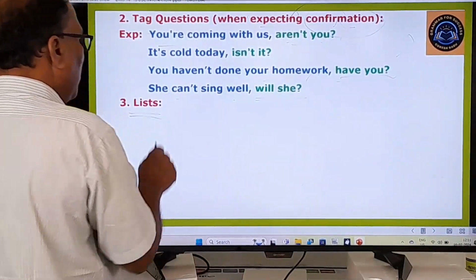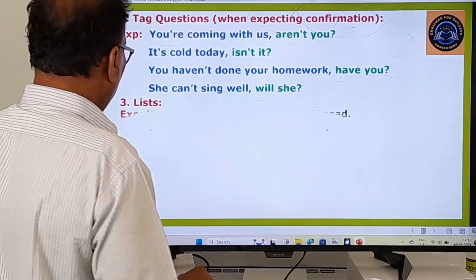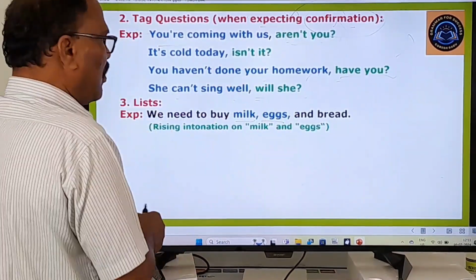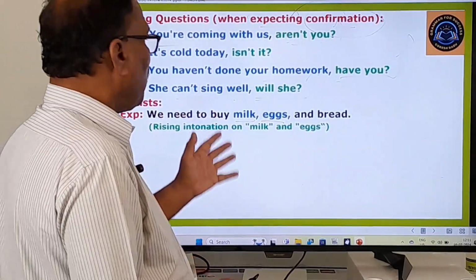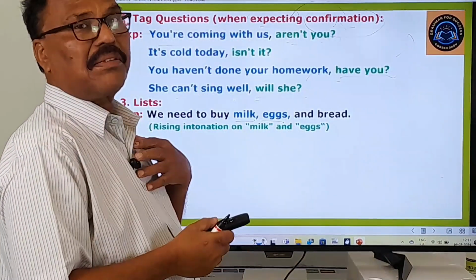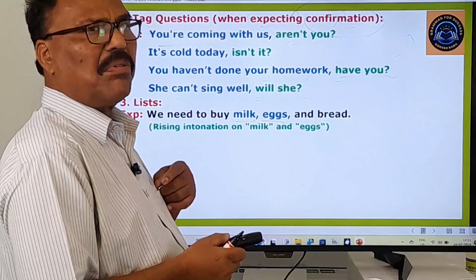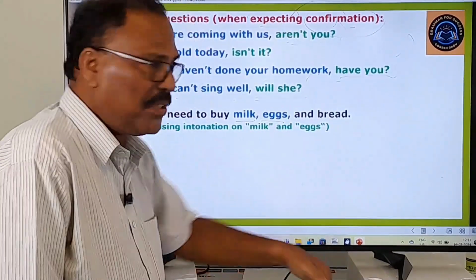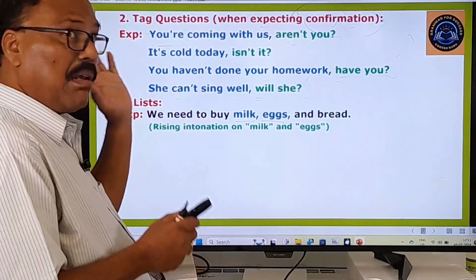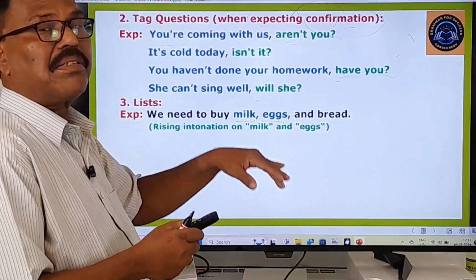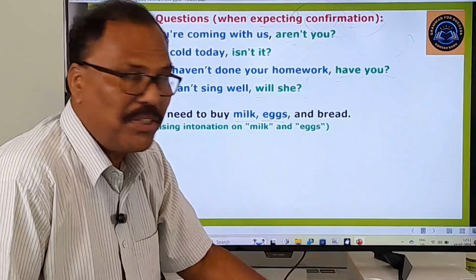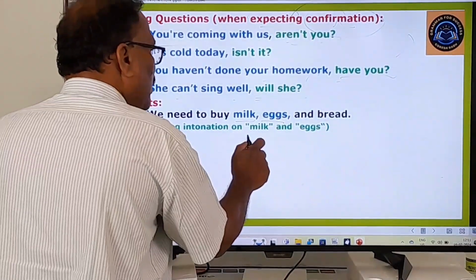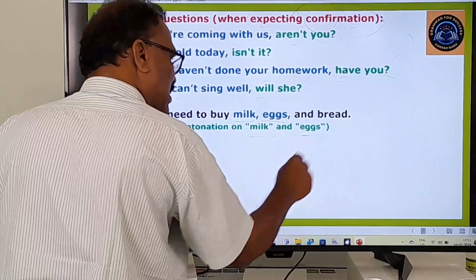And lists are also there. Lists. What do you mean by lists? Here you pay attention. We need to buy milk, eggs and bread. So when you say that, we need to buy milk, eggs and bread. At the end, you are coming down. You see that? We need to buy milk, eggs and bread. And bread. You are coming down. Falling intonation is here. So rising intonation and falling intonation. So here rising intonation can be found on milk and eggs, right?